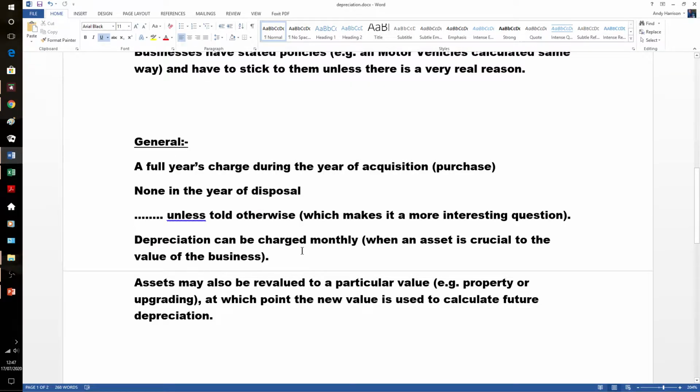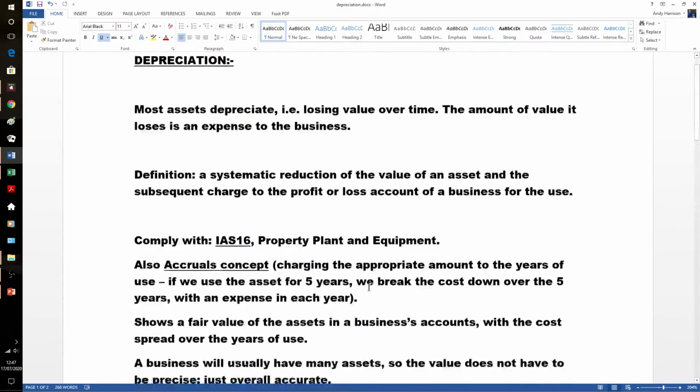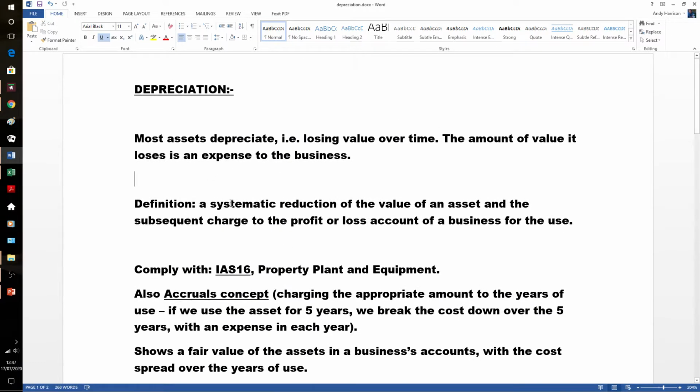Also, assets can be revalued to a particular value. Property goes up and isn't normally depreciated, but we might upgrade our machine. Effectively, we just put in the new value and then calculate future depreciation from the new value for the rest of its lifespan. And that's our depreciation. Going back to our definition, we have systematically reduced the value of an asset and worked out the charges to the profit and loss account for the use, and we've shown the value of an asset in the financial statements.